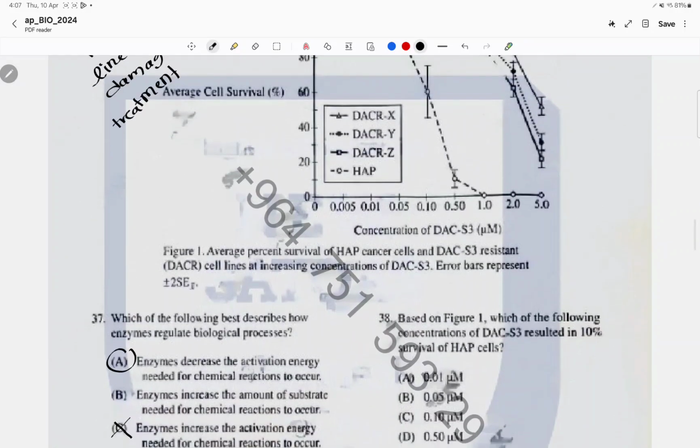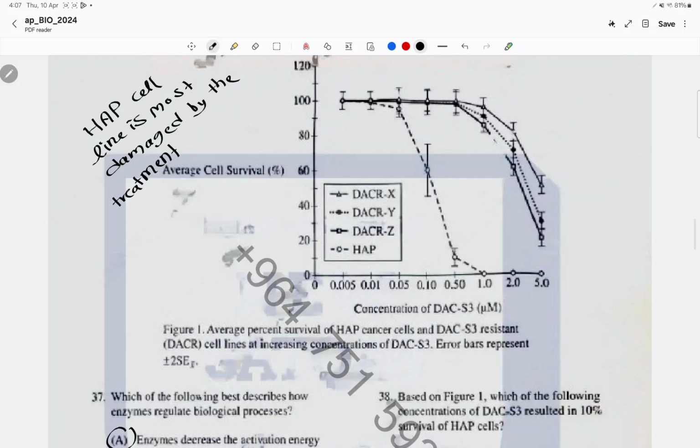Okay. Based on figure 1, which of the following concentrations of DACS3 result in 10% survival of HAP cells? So a 10% survival, that would be here. Draw it to the dashed line with the circle in it, which is basically about 0.50. Okay, that's how much.